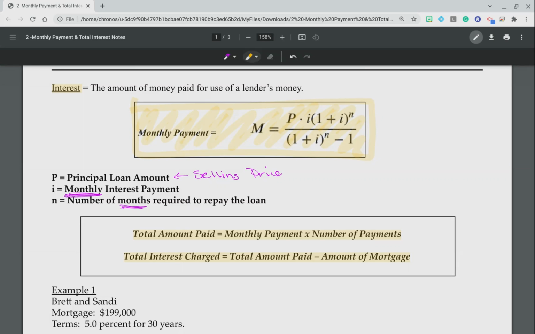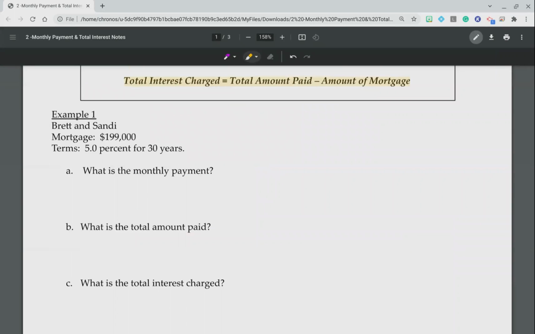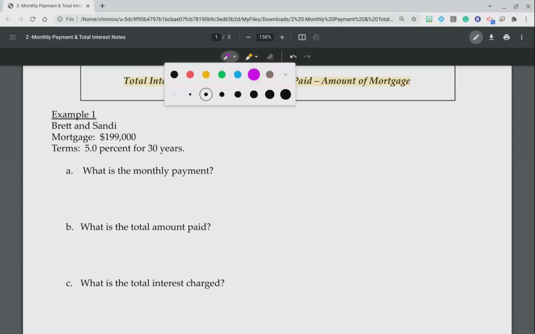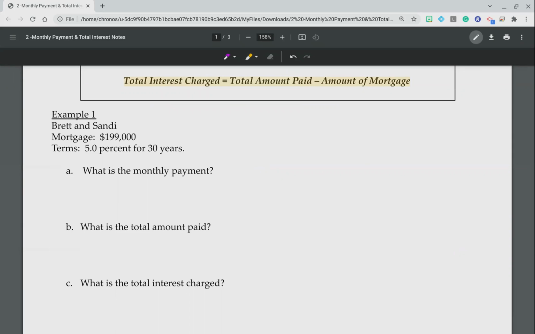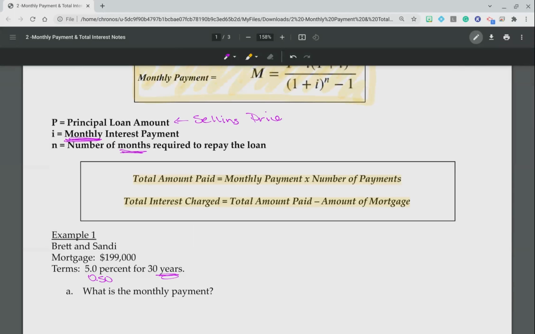Okay, so let's try one. It says Brett and Sandy got a mortgage loan for $199,000. So this is what this is going to look like. Your interest rate is 5%, which is the same as 0.05. And you are given 30 years to pay off this loan. Now, again, they give this to me in years, and my N has to be in months according to our formula. Same thing with our percent. Our percent has to be monthly as well, and the percentage and term that they give you are both in years.